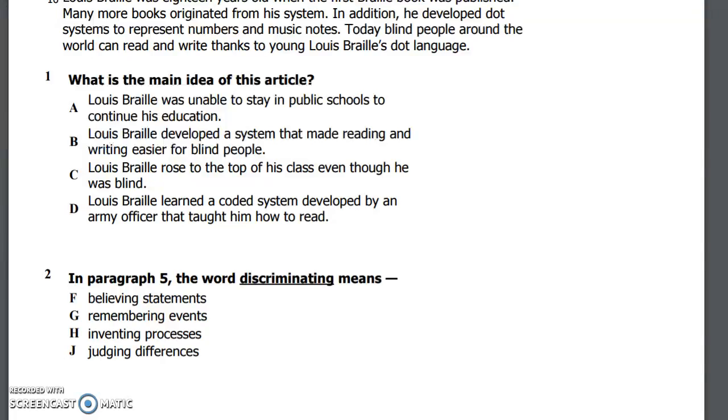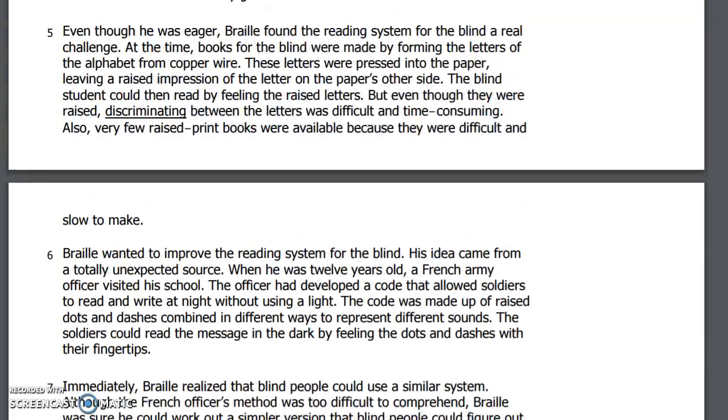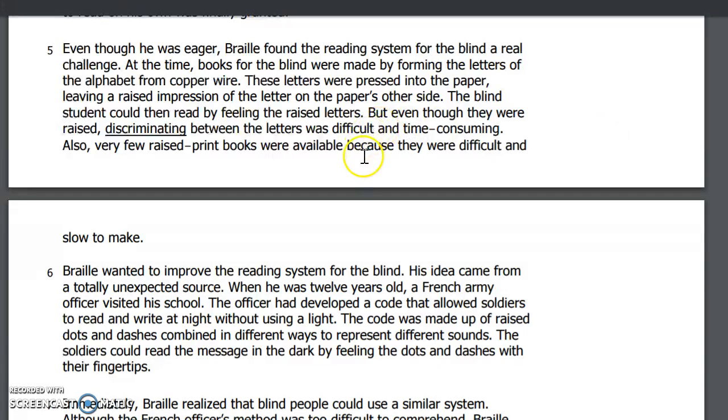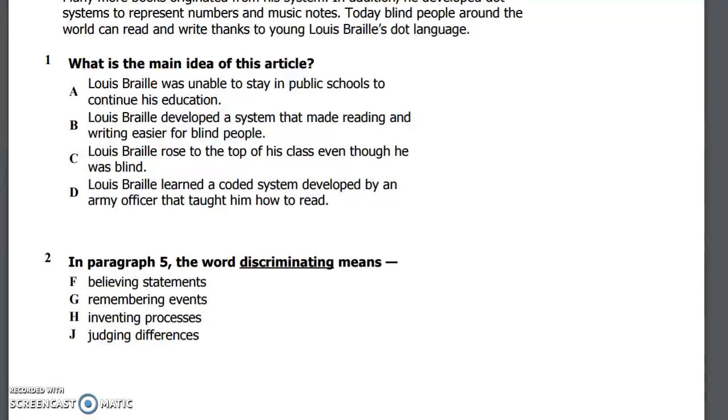So that doesn't make sense. Let's look at our next one, remembering events. The blind student could then read by feeling the raised letters, but even though they were raised, remembering events between the letters was difficult and time-consuming. Also, very few raised print books were available because they were difficult and slow to make. So that one does make sense because they're talking about remembering the events between the letters and then this raised part here. So that might be an answer choice that works. Let's check our other ones.